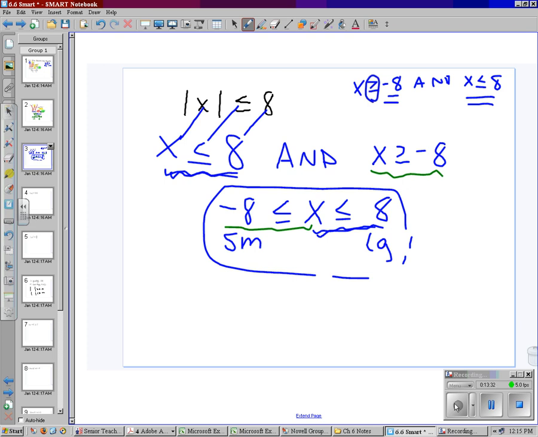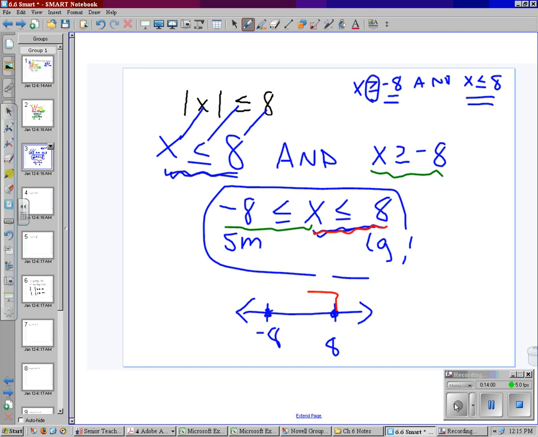Rebecca. How would you graph that? I'm going to put negative 8 and positive 8 on it. Will these be open or closed circles, Rebecca? Closed. Now, I need all x's that are less than or equal to 8. Which way is that going to go? Less than or equal to 8. Yeah. Less than is going this way.